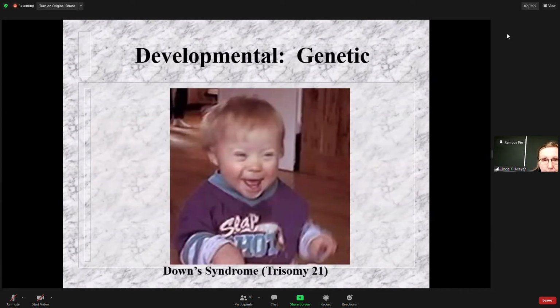I've already mentioned Down syndrome, which is a genetic disease. What happens is during the meiosis process, the chromosomes dividing, there's an extra piece of chromosome number 21 that occurs and results in the manifestations of Down syndrome. And we're going to be going over some of the oral manifestations, like they often have what's called macroglossia, a very large tongue.